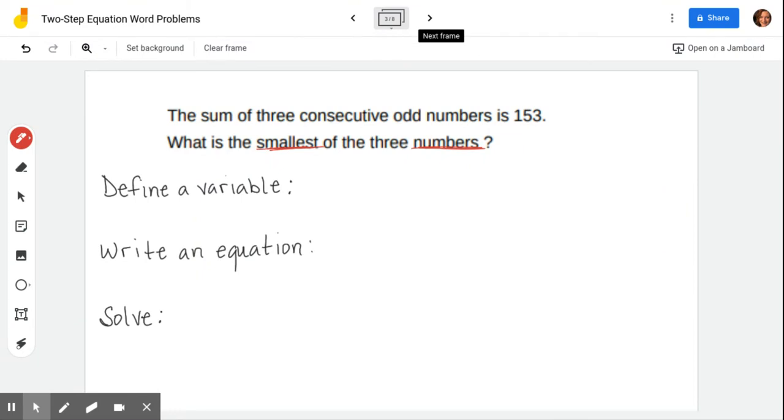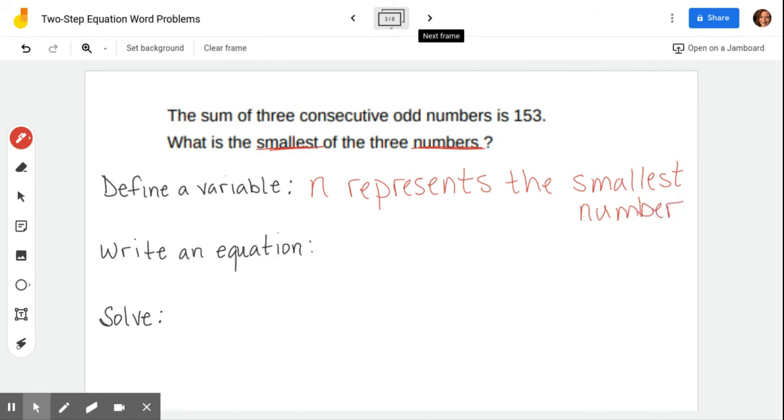So to define a variable, I'm going to say n represents. You can say the number, or if you want to be more specific, let's put n represents the smallest number. I always feel like when I'm writing and you have to wait on me to write that, I am the slowest writer in the world. Hopefully it doesn't feel that way to you.